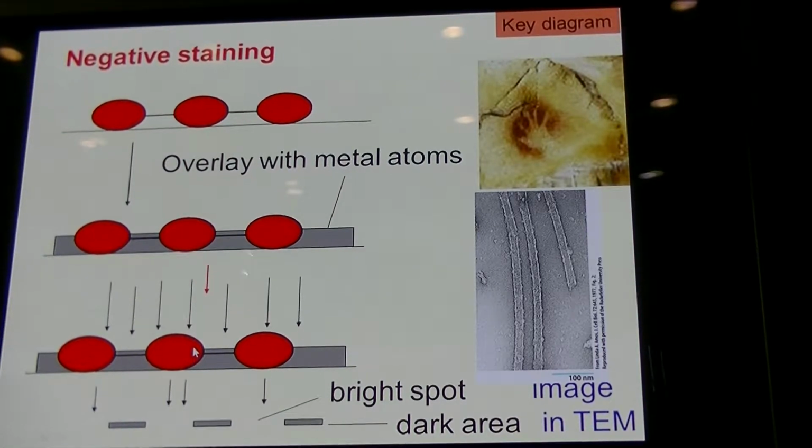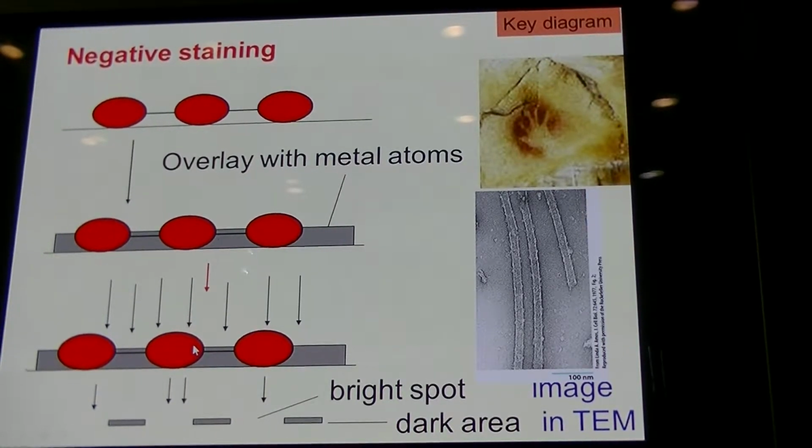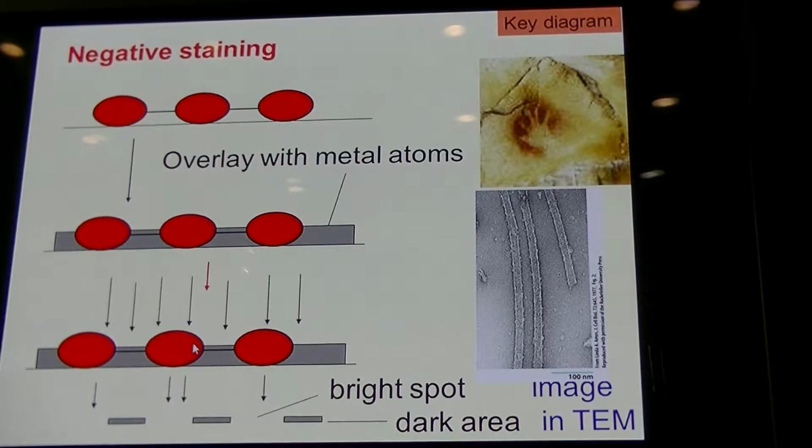So that's what we see here. That's the image of a hand. And that is effectively a negative stain. And this is essentially the same method that is used in EM.